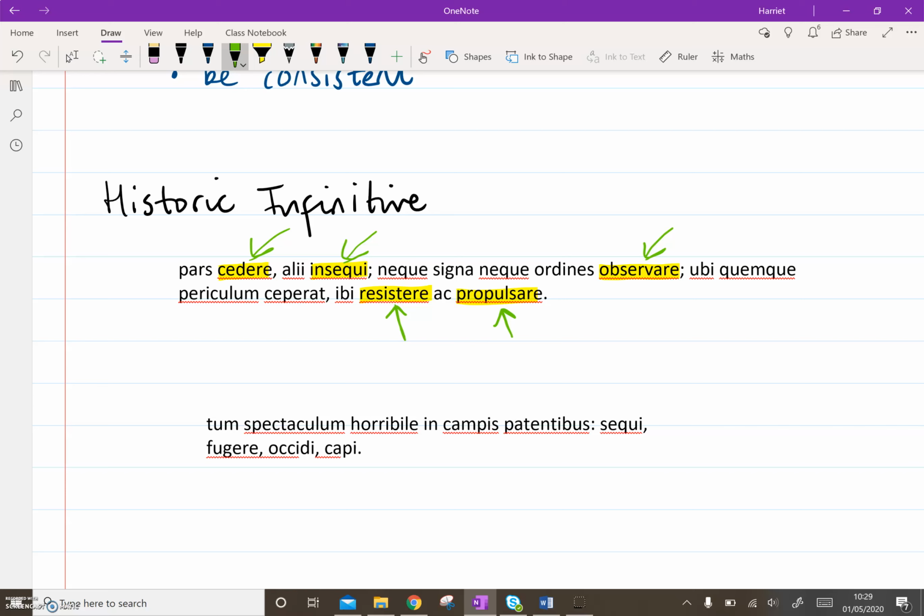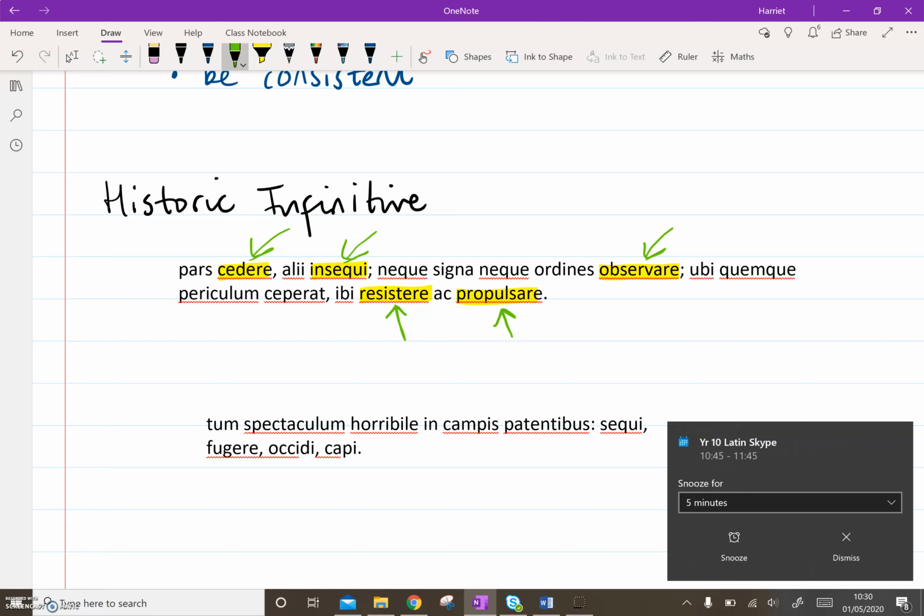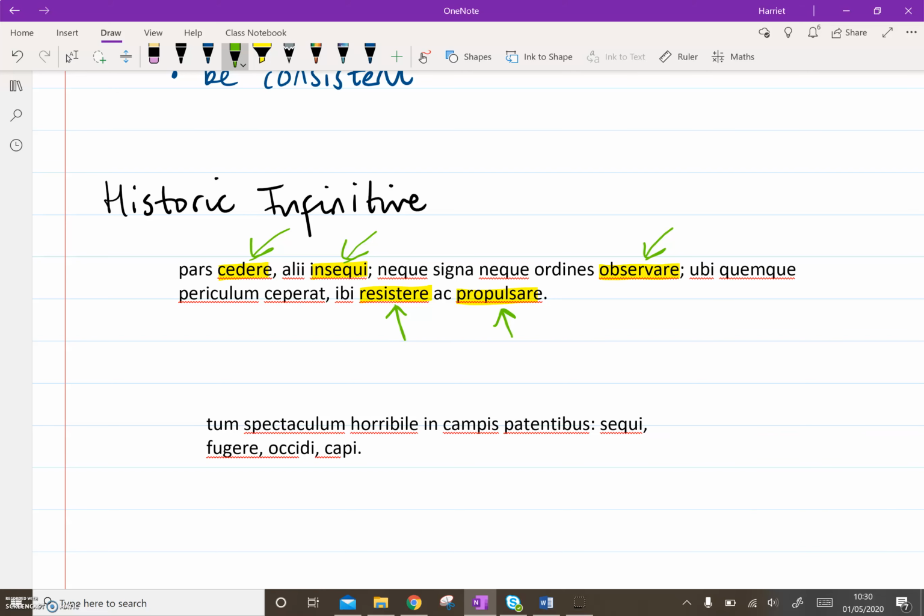There's another example here, again from the textbook, which shows how you could end up translating these infinitives as nouns rather than verbs. They might make a bit more sense in that way. You can see here we've got sequi, fugere, occidi, and capi. We've got two active infinitives, sequi and fugere, and then two passive infinitives, occidi and capi. And then your introductory sentences: a horrible scene in the open plains. And then it literally says to follow, to flee, to be killed, to be captured, that doesn't make any sense.